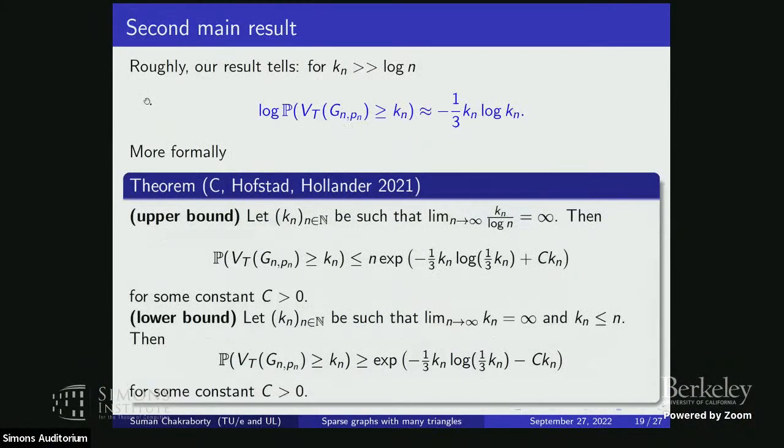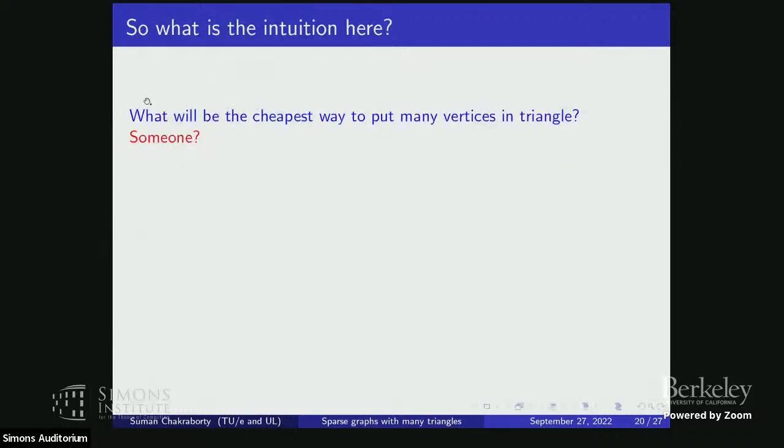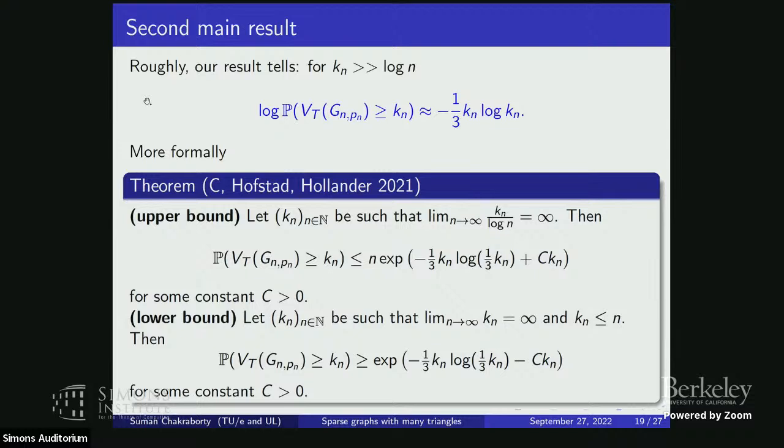Was this my next slide? Yes. So again, this was our second main result. Roughly, it says that when k_n is growing fast enough, faster than log n, then the log of this quantity is approximately this. If you don't want to read it, just don't read it. So what is the idea here? The idea is that the triangles are vertex disjoint. So you create vertex disjoint triangles, and they are the cheapest way to get the lower bound, but the upper bound is harder.